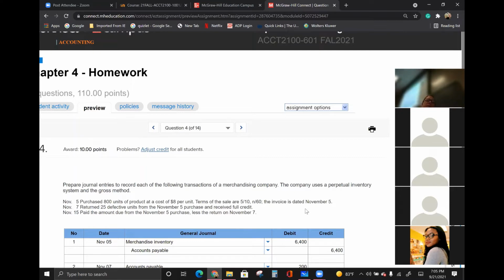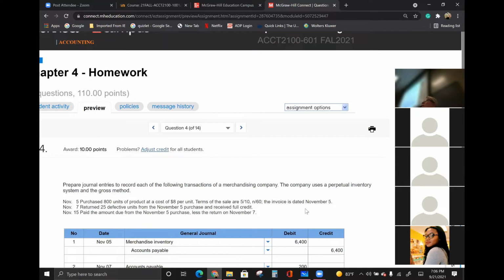On November 7th, we returned 25 defective units from November 5th, and we receive a full credit. Well, how much do we pay for them? And we times that by 25, so we get $200. Right, that's my credit, because I'm returning and getting full credit. Now, my accounts payable is going to decrease, and my inventory is going to decrease. Okay, so I'm doing a decrease in those accounts, which means I'm doing the opposite of their normal balance.